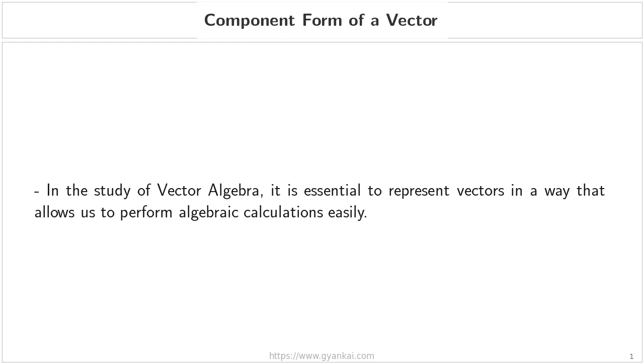Now, as you know, when we first study vectors, we often look at them geometrically, as arrows or directed line segments that show both magnitude and direction. While that visual approach is great for understanding the concept, it can become quite difficult when we need to perform complex algebraic calculations or add multiple vectors together. To make our lives easier and our calculations more precise, we need a more structured way to represent them. That is where the component form comes in.